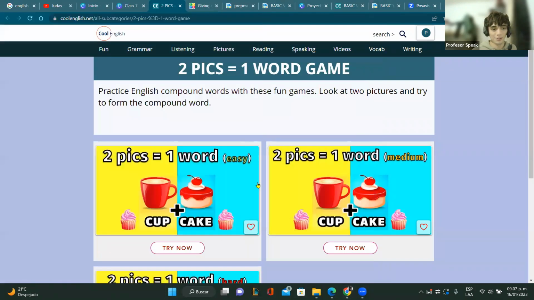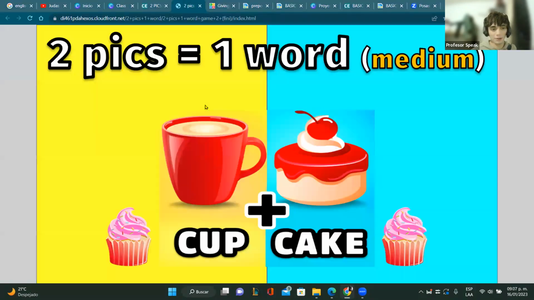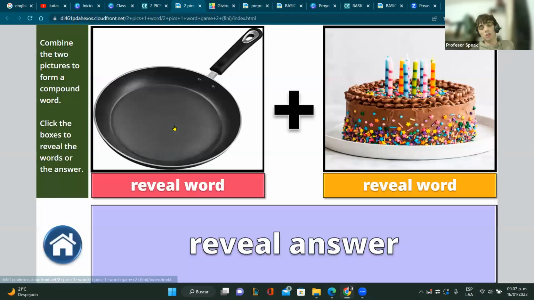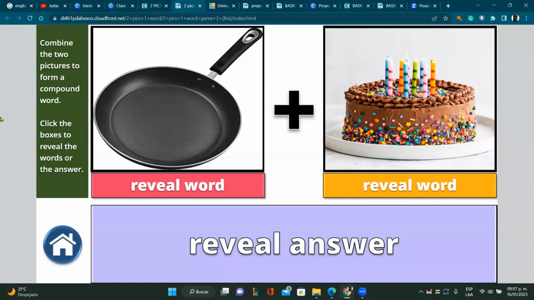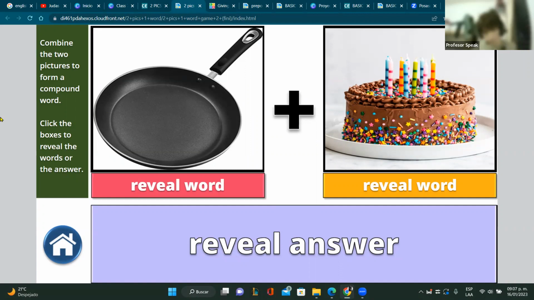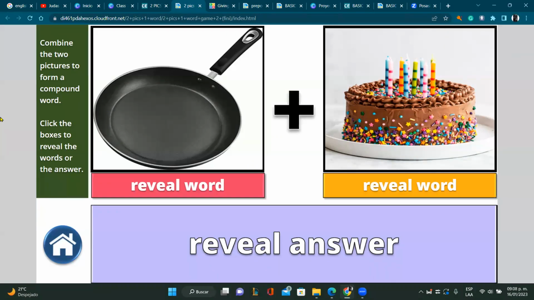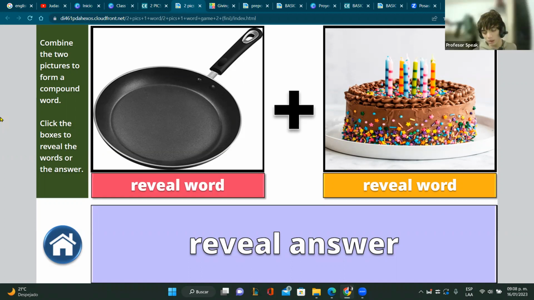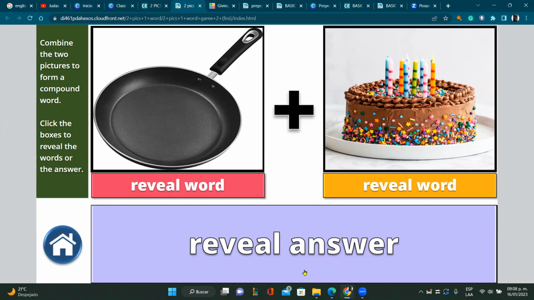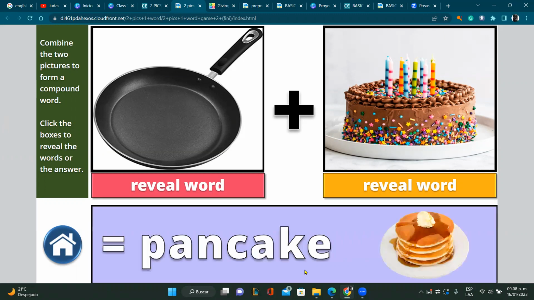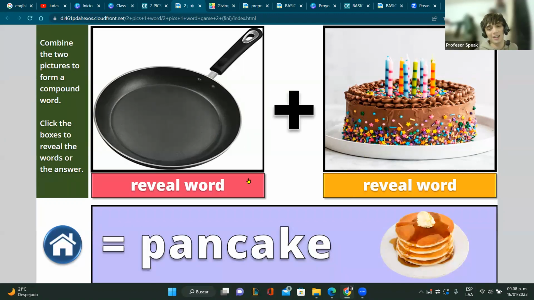Wait. What is this? How do you call this in English? Spoon? No. What do you say? I'm not sure, but I think it's pancake. It is pancake. So this is a pan and this is a cake. So pancake.